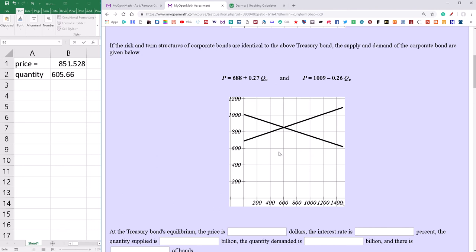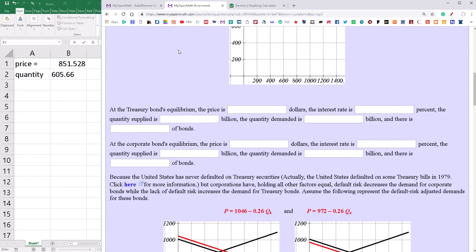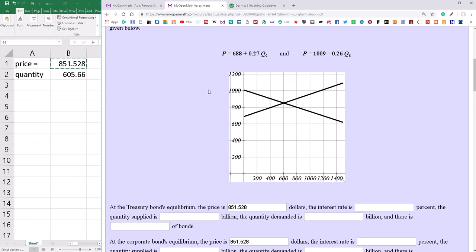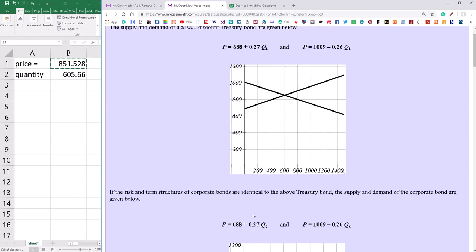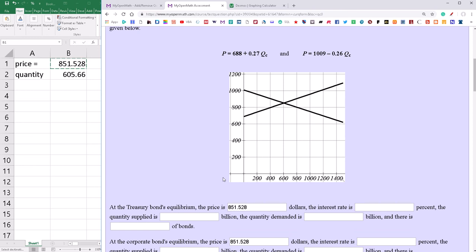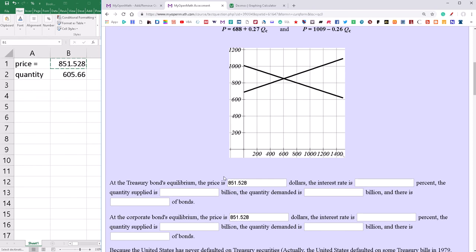Now down here is the same exact graph, except we'd write corporate right here. So at the treasury bonds equilibrium, the price is the same as at the corporate bonds equilibrium, because the equations are identical, right? That equation is that equation. It'd be like if the government grew a potato and sold it, and a farmer grew a potato and sold it. If the potatoes were identical, they would have the same price and the same quality. So this should not be surprising to anybody.